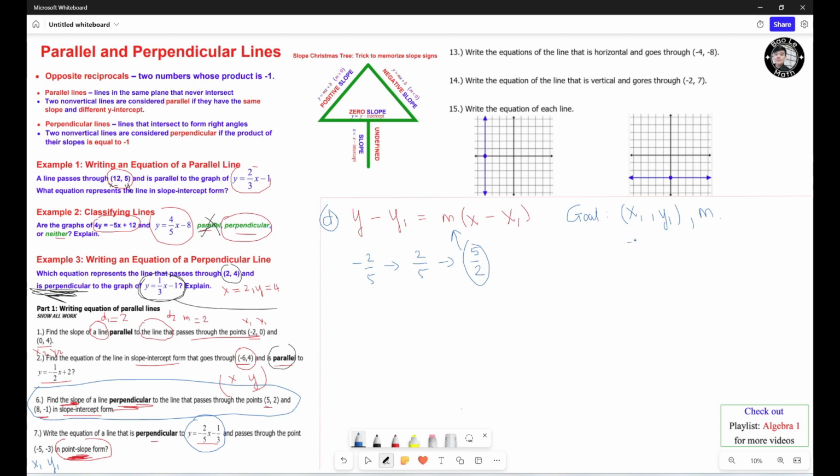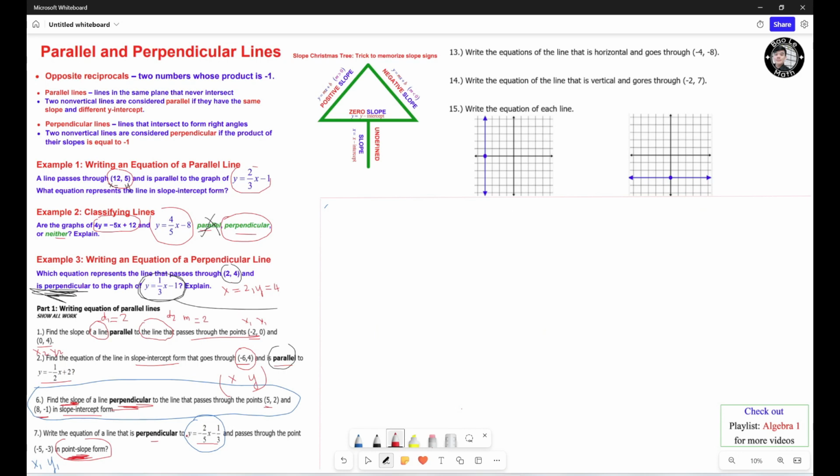Alright, so x1 is going to be negative 5, y1 is going to be negative 3, and the slope equal 5/2. Alright, you bring everything into this equation, so you have the final answer. So y minus y1, which is negative 3. So minus negative 3 turns out to be plus 3. Equal, the slope is going to be 5/2 times x minus x1, equal negative 5. So minus negative 5 means plus 5. And this is the final answer. You don't need to simplify, because the question asks you to write the equation in point slope form, and this is point slope form.